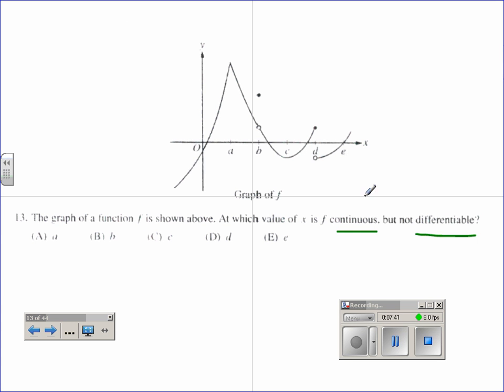Continuous but not differentiable. So basically you don't ever pick up your pencil, but there's a sharp turn or some vertical tangent line. So if you look right here, it's continuous because the limits match. This one is not continuous: the limit and the value don't match. This one, the limit doesn't exist, because from the left and right are different. So here we have a sharp turn, but it is continuous, so that is A.